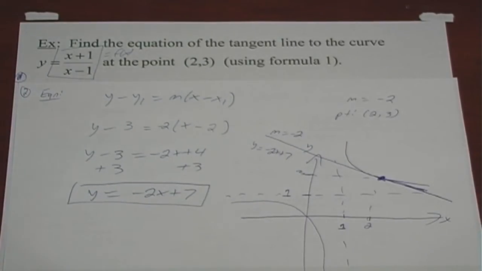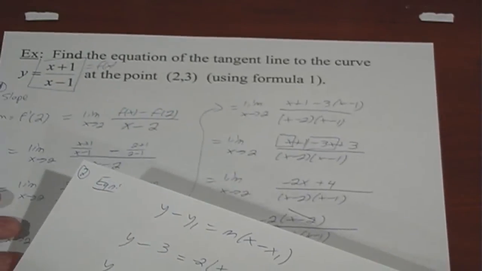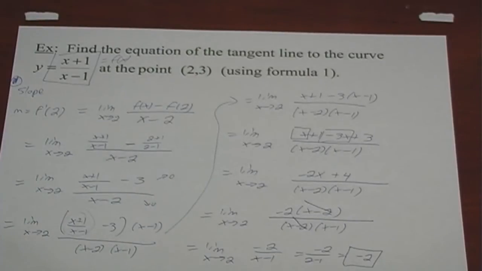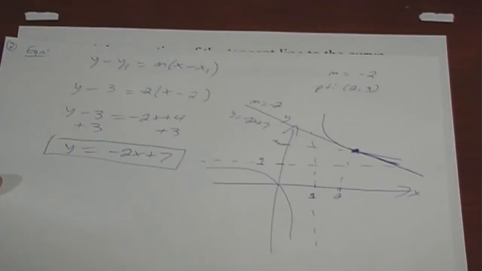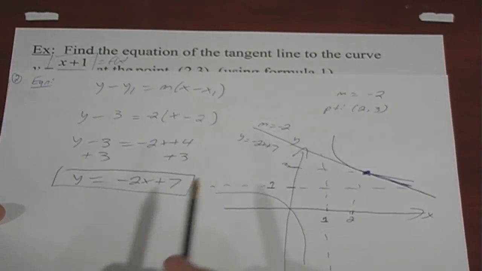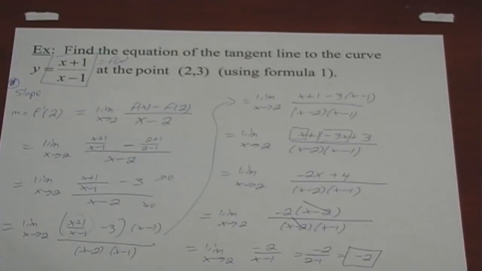Now we did that problem using Formula 1. I'm going to do it again. I think I won't do the equation of the line again, but we're going to do the problem again using Formula 2. So we'll find the slope again, we'll get negative 2, and then to find the equation of the tangent line, we'll do exactly this again. Once you know negative 2 and have the point, you just fill it in, and the equation of the tangent line would be y equals negative 2x plus 7.